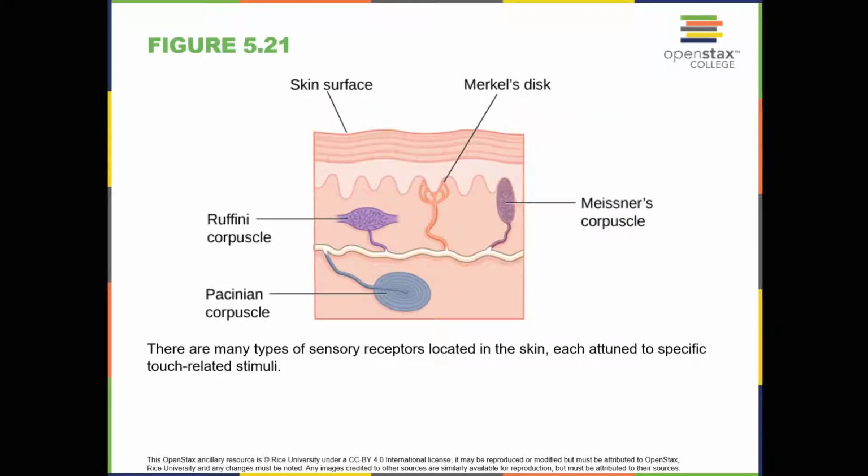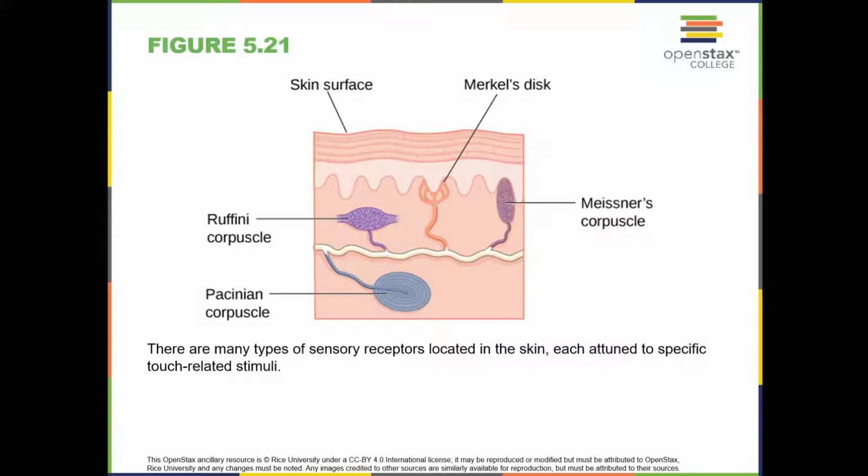Touch, thermoception, and nociception. A number of receptors are distributed throughout the skin to respond to various touch-related stimuli. These receptors include Meissner's corpuscles, Pacinian corpuscles, Merkel's discs, and Ruffini corpuscles. Meissner's corpuscles respond to pressure and lower frequency vibrations, and Pacinian corpuscles detect transient pressure and higher frequency vibrations. Merkel's discs respond to light pressure, while Ruffini corpuscles detect stretch.